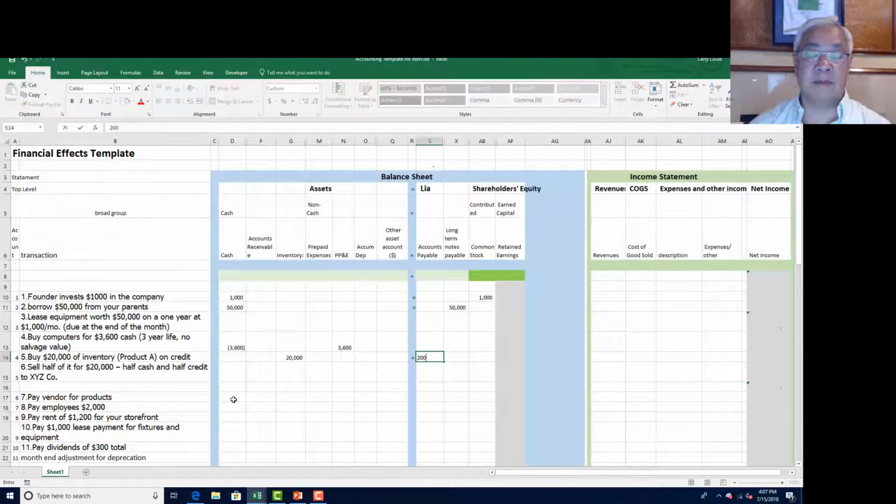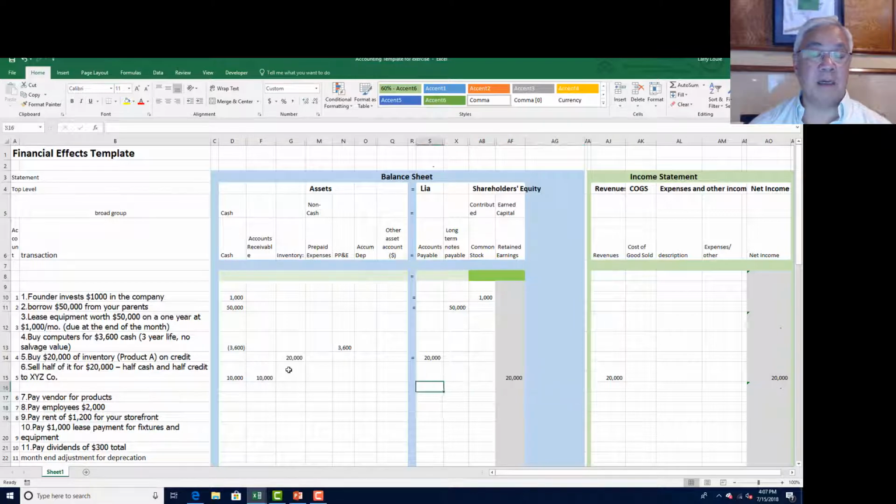Accounts payable. So notice that assets, in this case 20,000, equals liabilities 20,000. We're going to sell half of that inventory to a customer XYZ. They're going to pay us 20,000 for it, half in cash, half on credit. So we get $10,000 and we get a receivable for 10,000, and that means our revenues are 20,000.